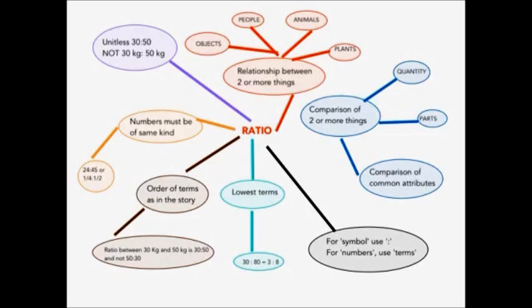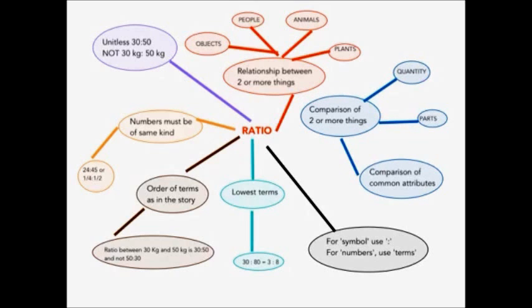What is a ratio? It is a relationship between two or more things. This relationship could be between objects, people, animals, or plants. You could also say a ratio is a comparison between two or more things.